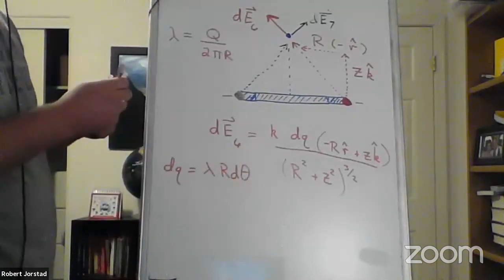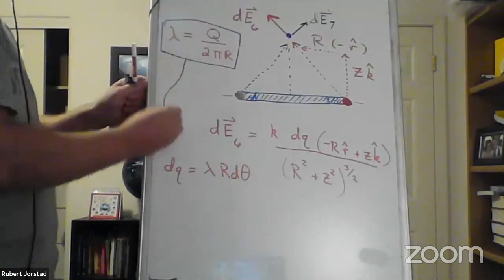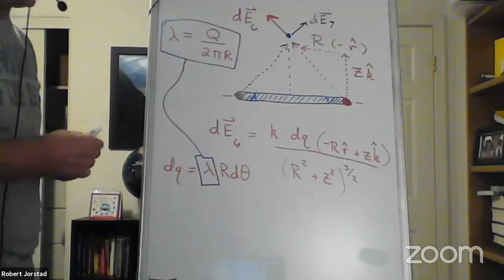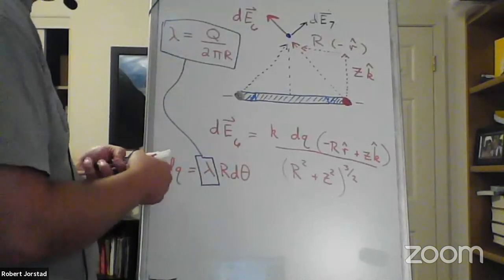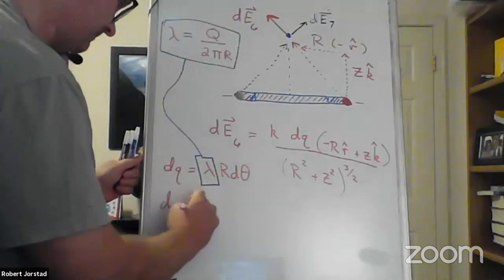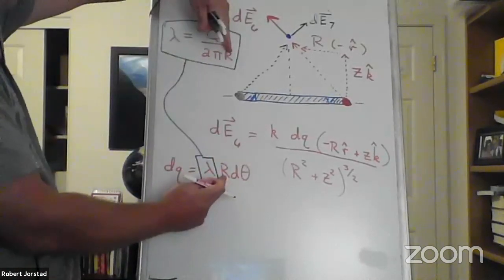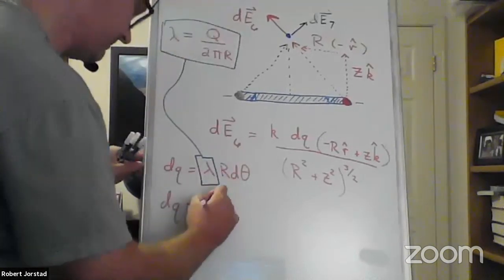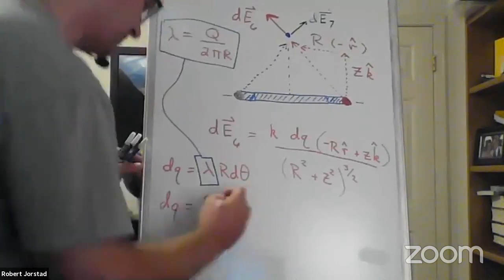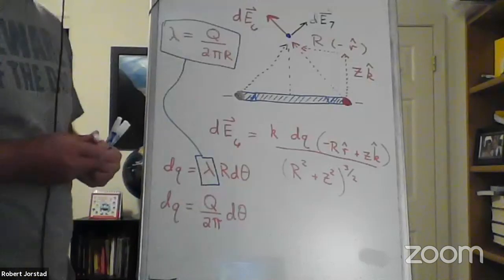And then, just so I can keep myself organized here, I might as well shove that in right now, right? So now I'm just going to rewrite here. The r's are going to cancel. There's an r here and an r here. So I think you get q over 2 pi d theta. I'm going to double check. I think so. All right.